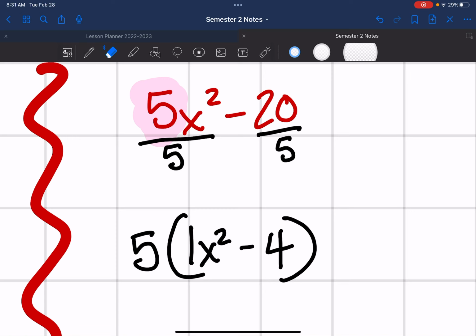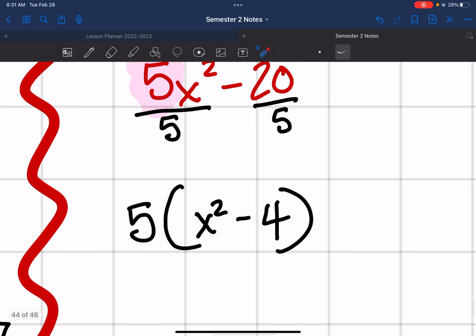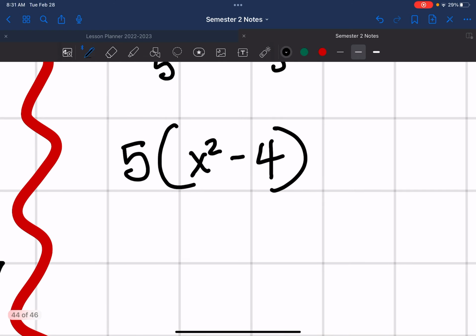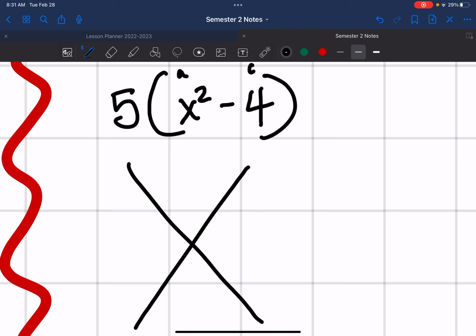Don't worry about this 1 over here. Remember, 1s can be invisible. That's fine. You are just going to factor this part right here, which is exactly what I just did. You are just going to set up your A and your C. You are going to do your X with A times C at the top, B at the bottom.